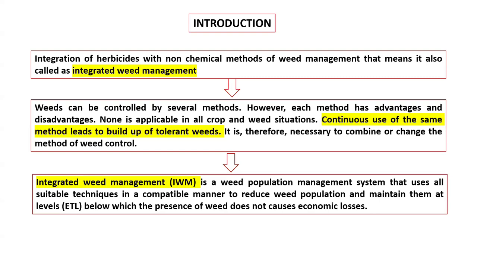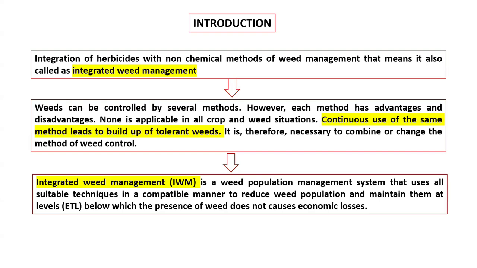By using one method, it's not possible to control the weed. There are lots of methods present: chemical methods, cultural methods, biological methods, physical methods. Any one method cannot be recommended in every place, because if you use one method continuously, weeds can develop resistance against these methods, as per their ecology. So it will become dominant against the chemicals.